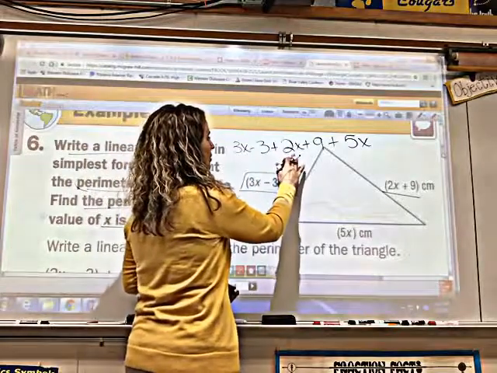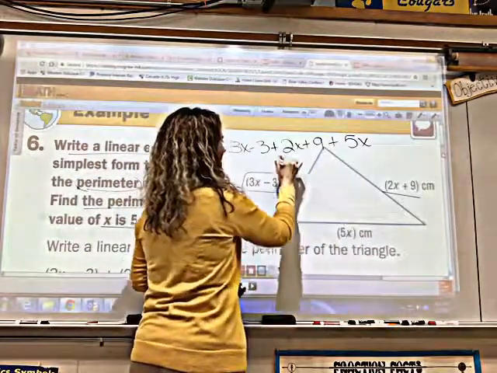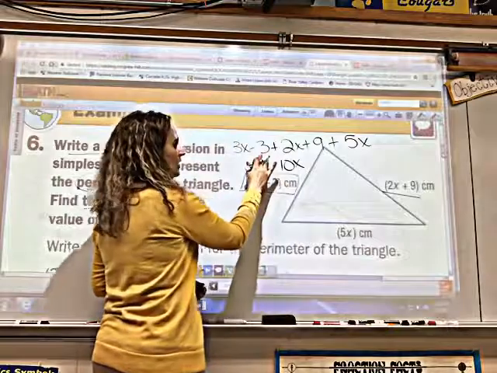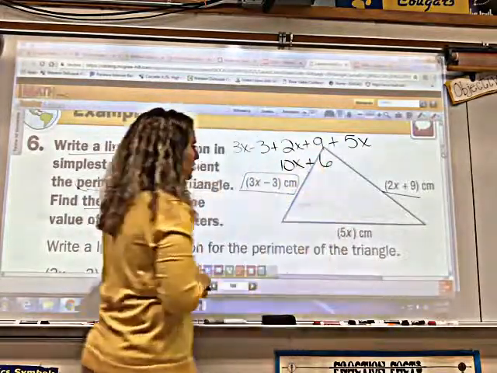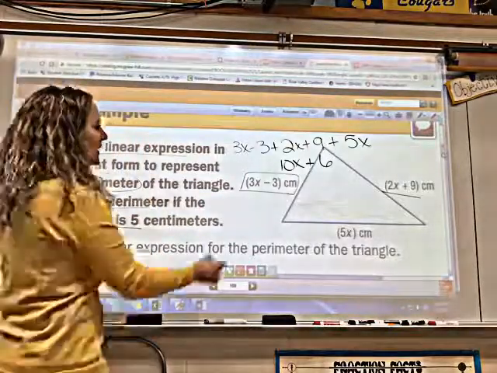So 3x's plus 2x's would be 5x's plus another 5x's would be 10x. I've got negative 3 plus 9. Negative 3 plus 9 would give me a positive 6. So I have my linear expression.